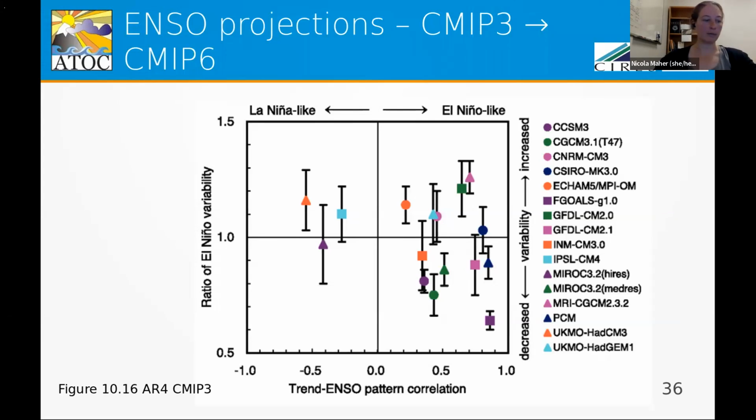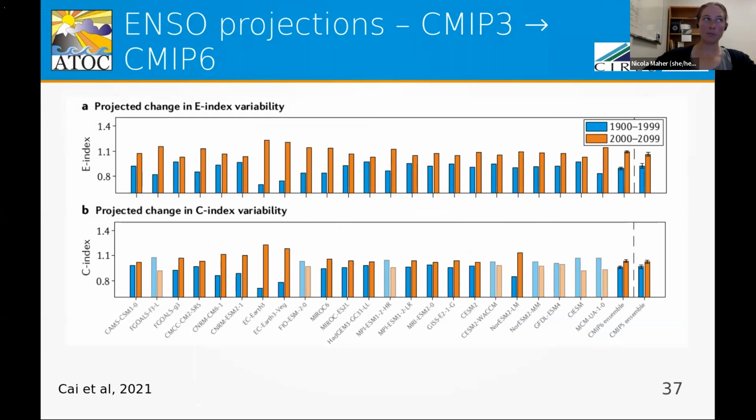So how has our understanding evolved in moving to CMIP6? This recent figure comes from CMIP6. The top panel shows the E-index variability, which is a way of characterizing Eastern Pacific El Niños. And the bottom shows the C-index variability, which is a way of characterizing those Central Pacific Niños. The two 200-year time periods are shown in the blue and the orange. Basically the top panel shows that the orange is larger than the blue, saying that we're seeing an increase in ENSO variability for those Eastern Pacific Niños. And when you look at the Central Pacific in the bottom panels, you can see, again, most models show an increase, but not all of them.